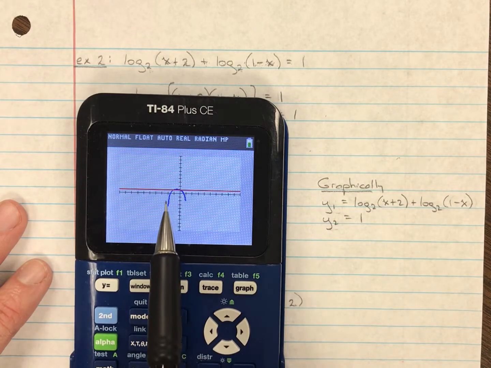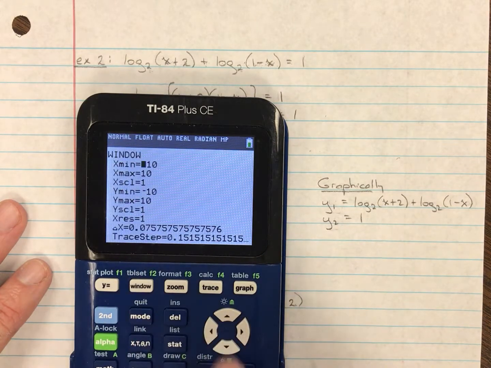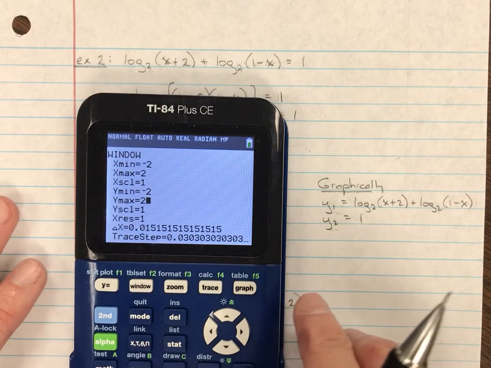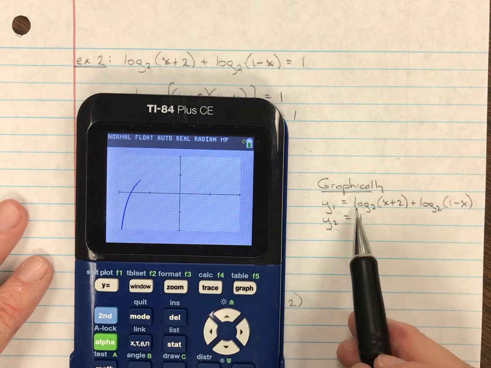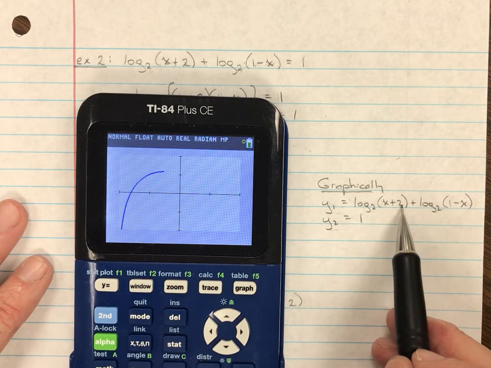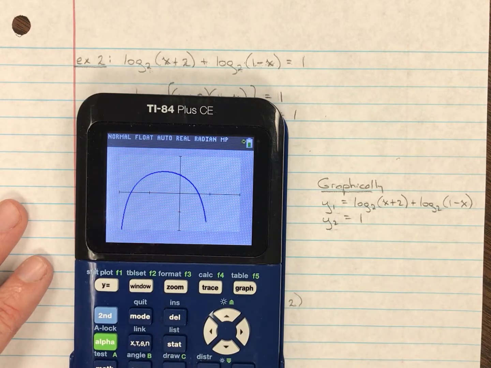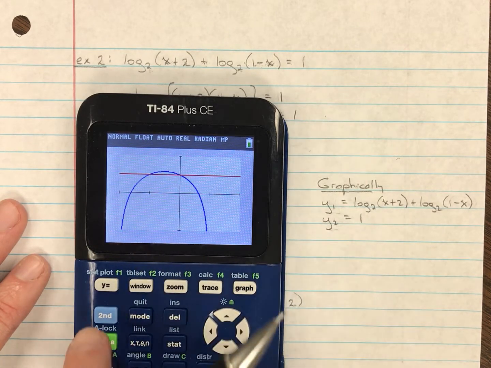Let's zoom in, like going from -2 to 2. Let's zoom in. Go to our window. Let's go from -2 to 2 and from -2 to 2 on both the x-axis and the y-axis. Here comes the first one, y1, log base 2 of x plus 2 plus log base 2 of 1 minus x. Looks like there are some vertical asymptotes, and here comes the horizontal line. Sure enough, I have 2 points of intersection.